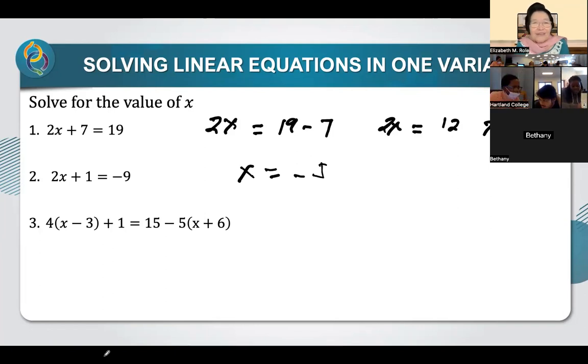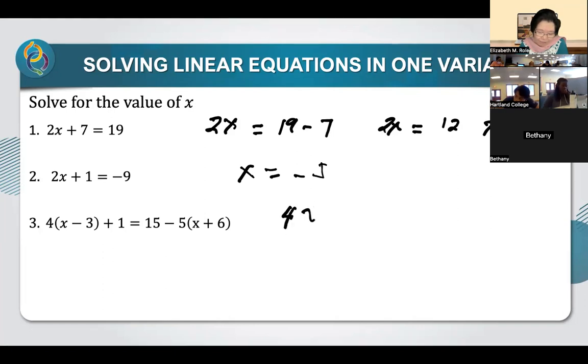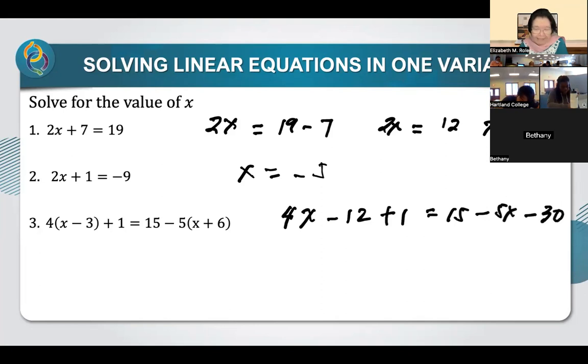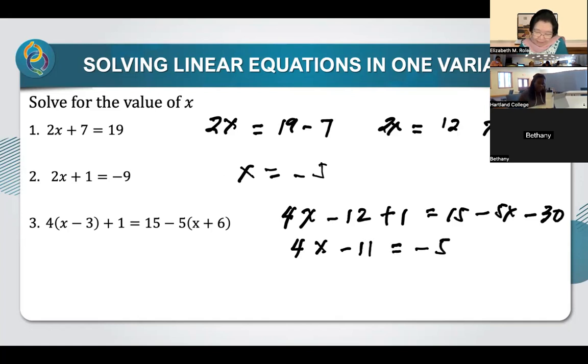You need some paper and pen for us to solve number 3. Maybe let's do this together. So we now distribute the 4. You have 4x minus 12 plus 1 equals 15 minus 5x minus 30. Then we'll just simplify the left side first. 4x minus 11 is equal to, let me have the x first before the constant, 15 minus 30 is negative 15.